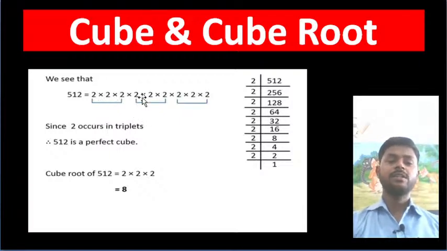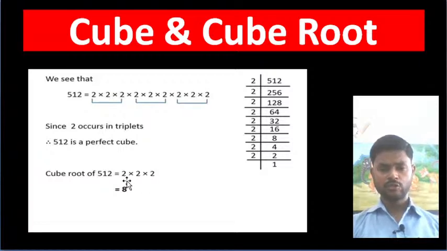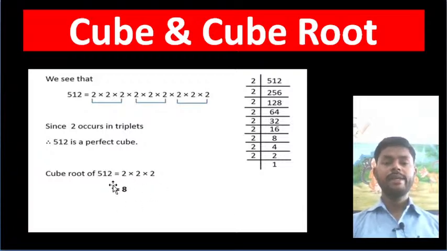After that we will write only one 2 in the place of these three 2's. Again we will write one 2 in the place of these three 2's, and we will put a multiply sign between these 2's. So 2 multiply 2 multiply 2, 2 2's are 4 and 4 2's are 8. So 8 will be the cube root of 512.